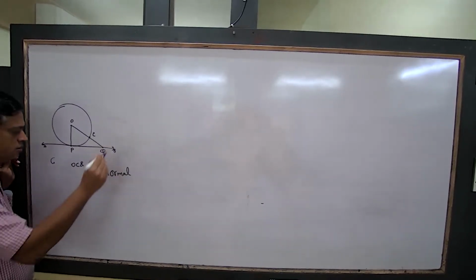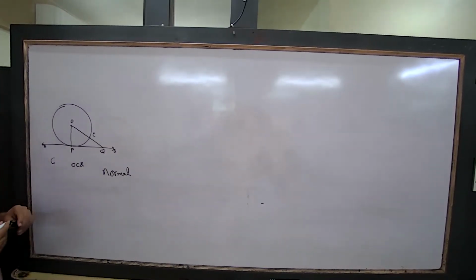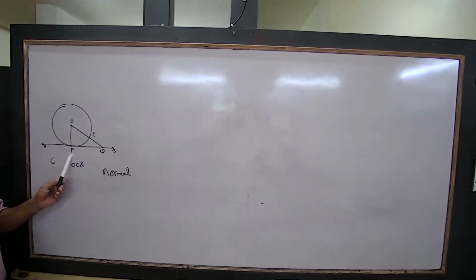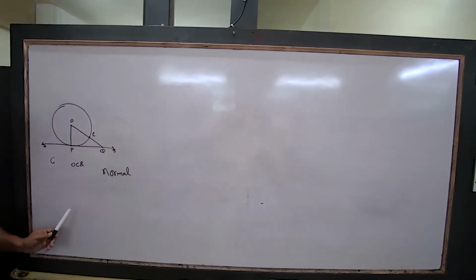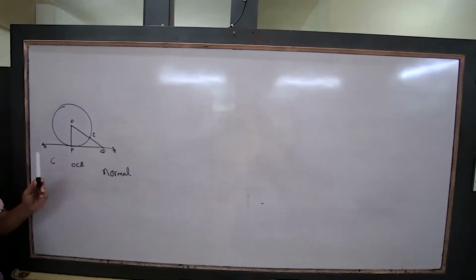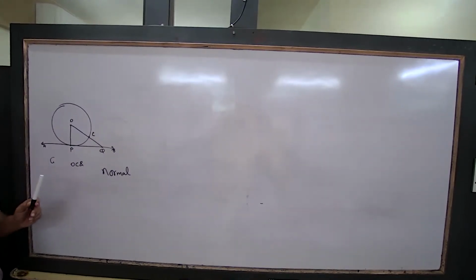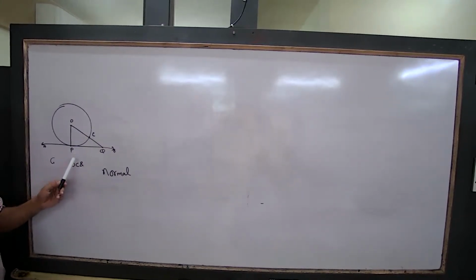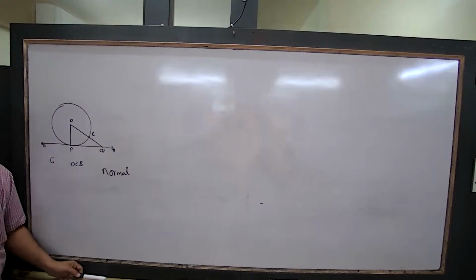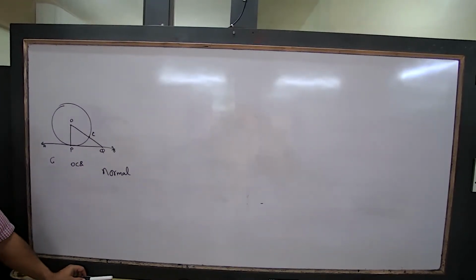You know what is normal? Normal is the line which is perpendicular to the tangent and passing through the point of contact. Here OP is the normal. Normal will pass through the center of the circle. Are you followed? What is normal? The line which is perpendicular to the tangent at the point of contact and passes through the center. This is the normal concept. Clear? Followed? Those are the complete properties.